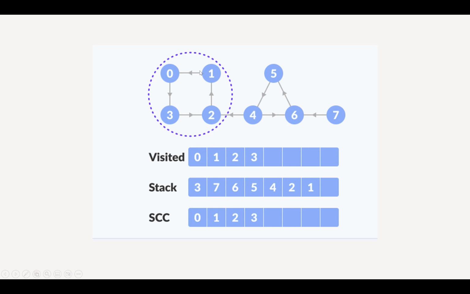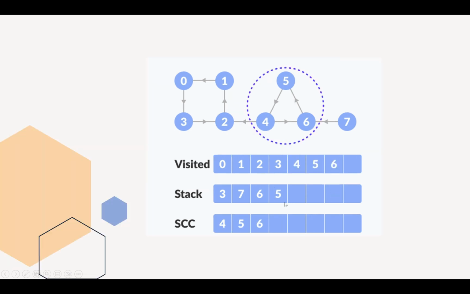Since 1 and 2 are already visited, we just pop them out. The next node that we look at is 4. We pop 4, and from 4, we look at the child, which is 6, and from 6, it points to 5, and then 5 points back to 4. And there we go, we have our next strongly connected component, and that is 4, 5, and 6. So the visited ones are 4, 5, 6, and this is our new strongly connected component.